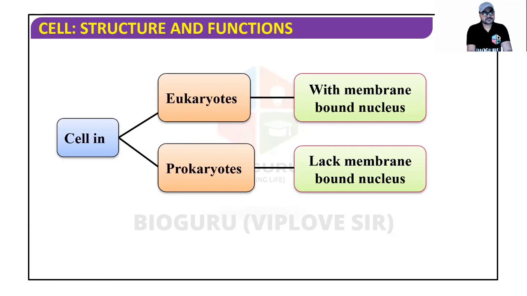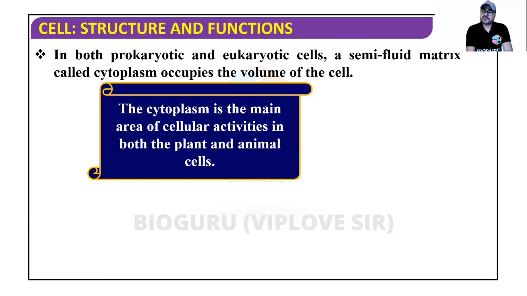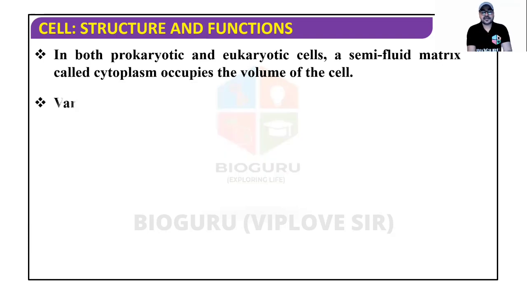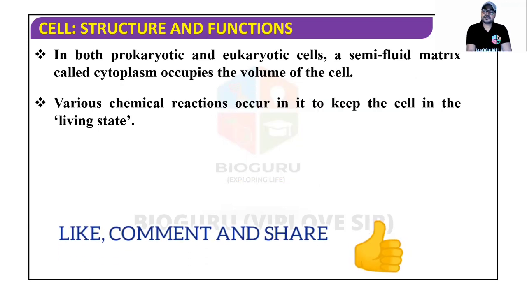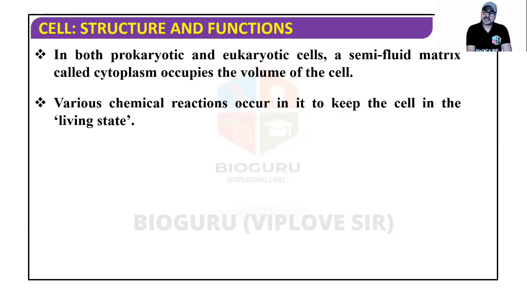In both prokaryotic and eukaryotic cells, a semi-fluid matrix called cytoplasm occupies the volume of the cell. The cytoplasm is the main area of cellular activities in both the plant and animal cells. So the metabolic activities and enzyme reactions, where will all of these take place? In the cytoplasm. And various chemical reactions occur in it to keep the cell in the living state. So what is the main area of cellular activities in both the plant and animal cell? Yes, you are right, it is cytoplasm.